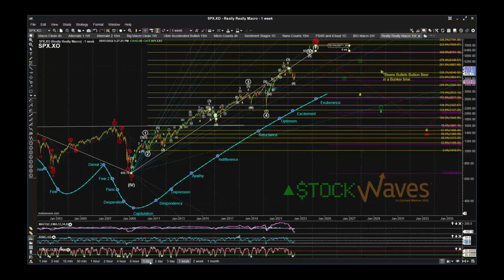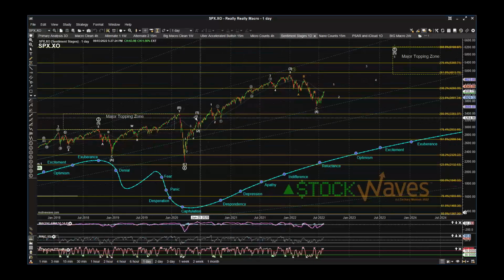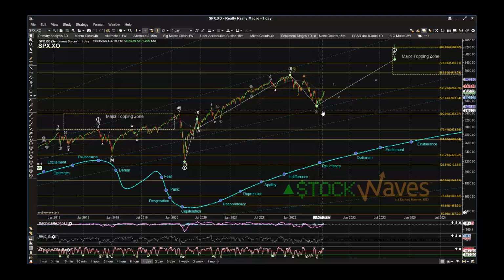We do have to allow for more potential extension, even though our consolidation here dropped deeper where it is more prudent to count it as the intermediate degree wave four.